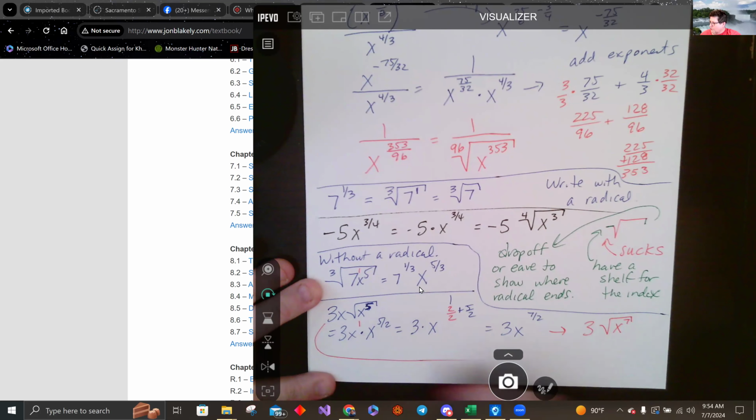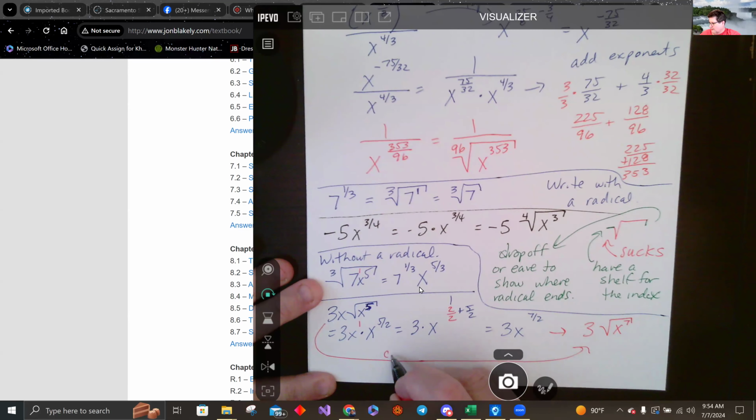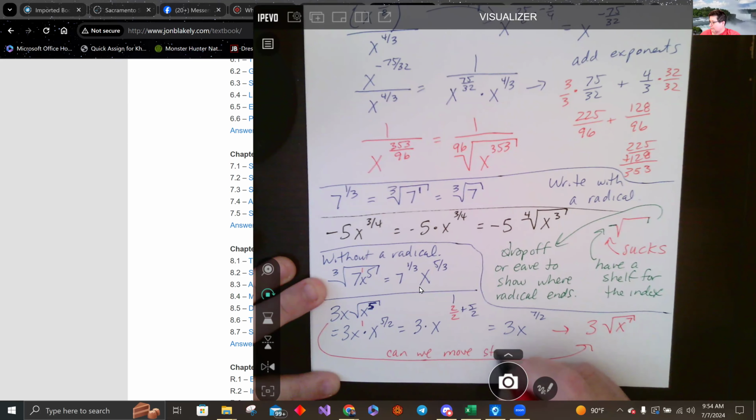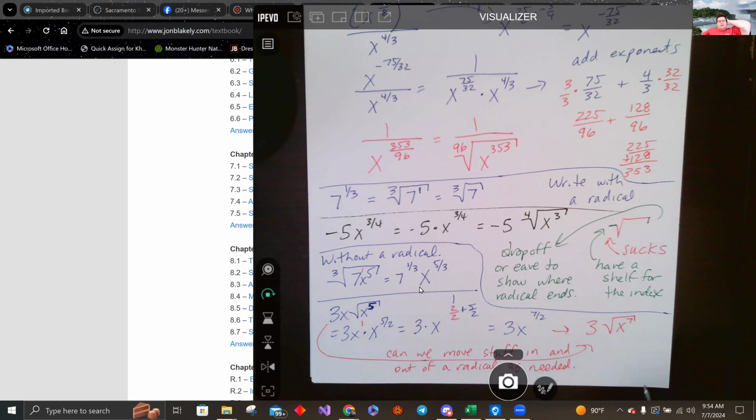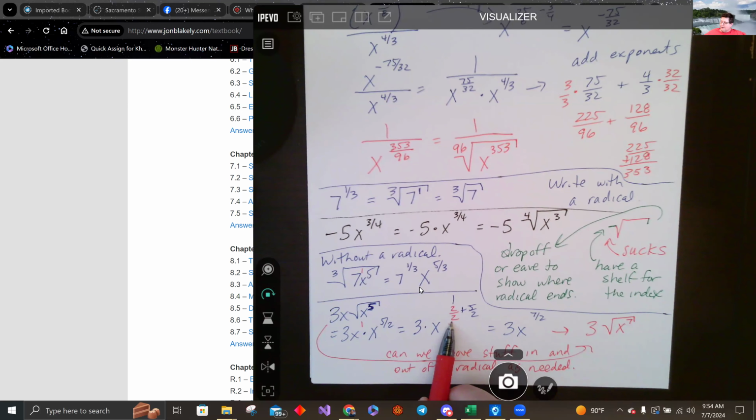So we can move x's or stuff in and out of a radical as needed. But you've got to convert it to doing this here. This gives us the same denominator. And this gives us the power on the inside. As we're going to see a little bit more in 8.2.